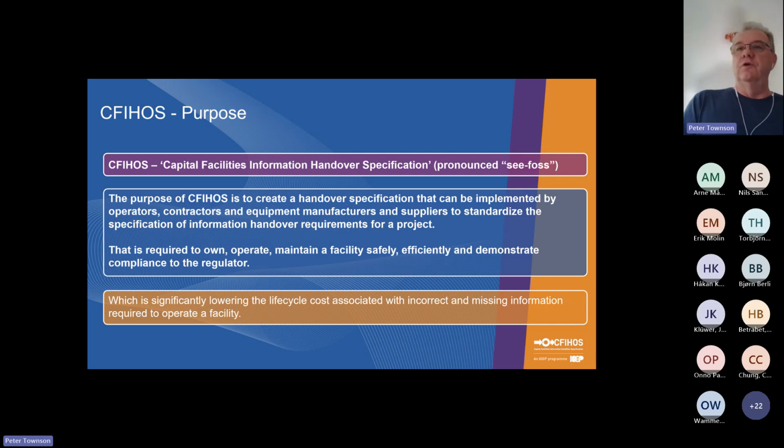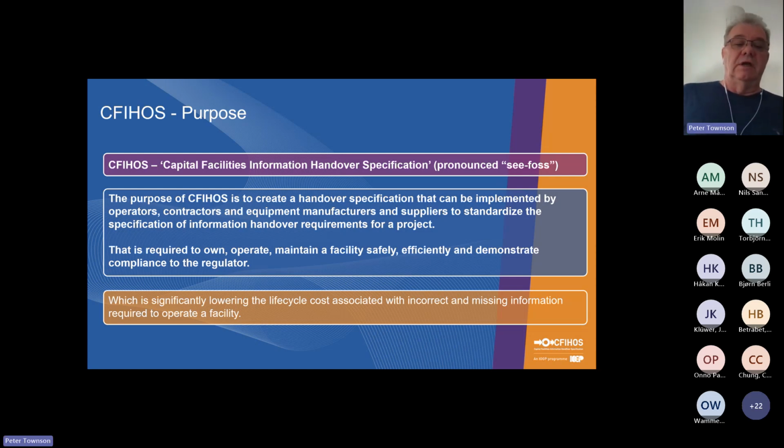So CFIHOS is not just contained to the oil and gas industry. It covers multiple industries, and you'll see from our membership that we've got a wide range of members covering multiple industry sectors, because the equipment that is used and the specifications for those equipments is very, very similar across all of those industrial sectors.